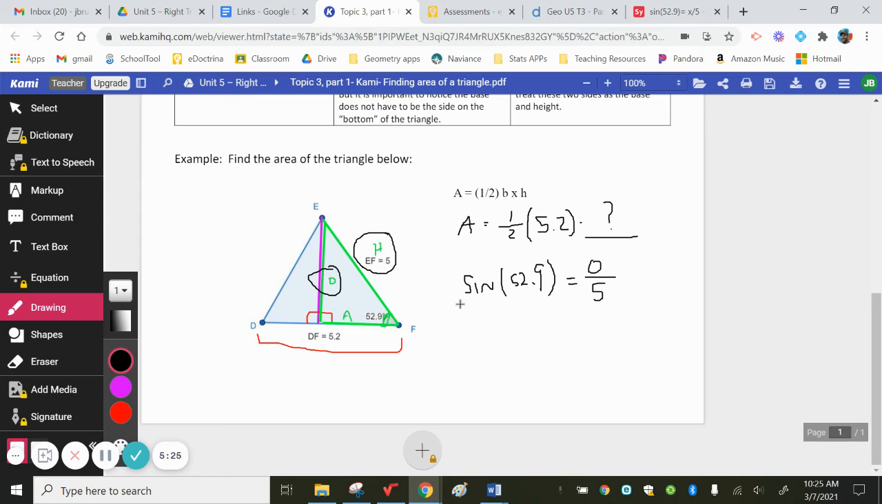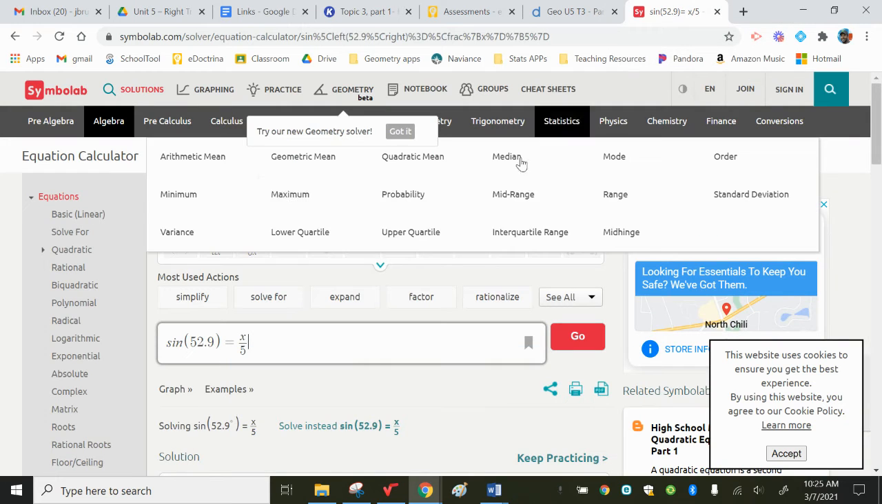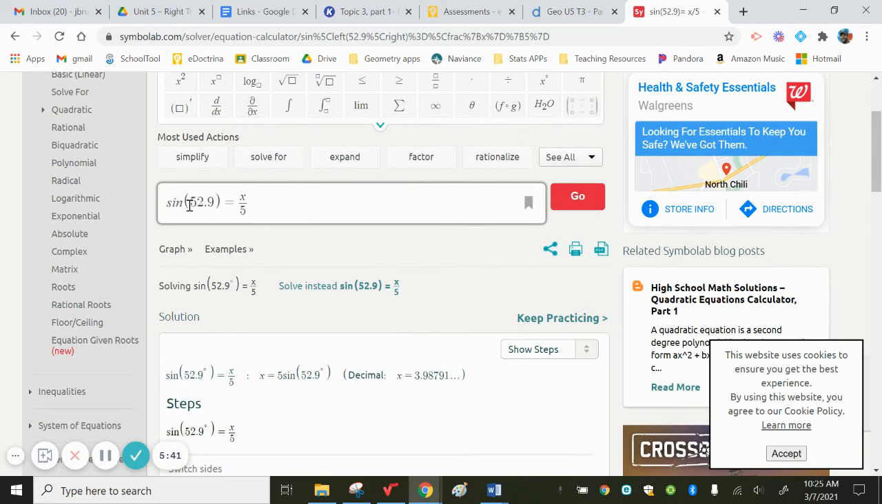So here's my equation that I can use to find the length of this opposite side, which represents the height of the triangle. The sine of 52.9 degrees is equal to the length of this O, I put it as an O right here, divided by the length of the hypotenuse of that right triangle, which is 5. So I'm going to go to my equation solver and write the equation: the sine of 52.9 is equal to x over 5. What it tells me is that the height has to be 3.98791.